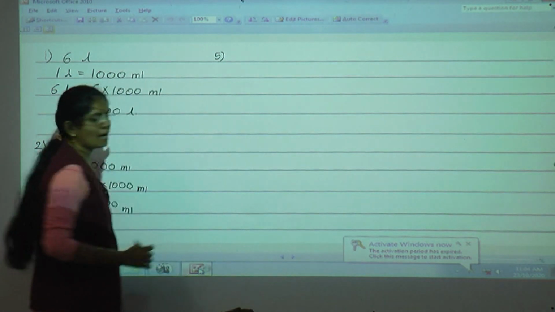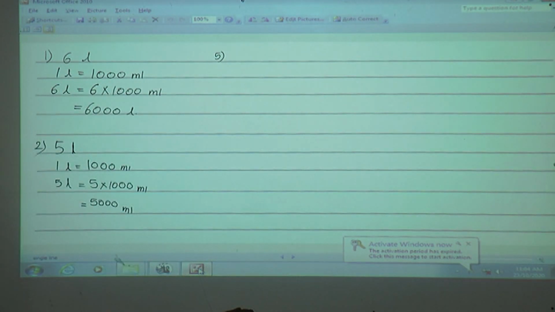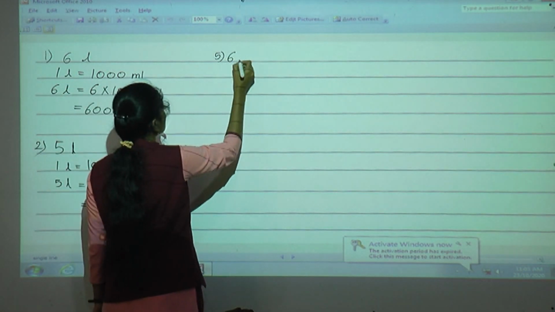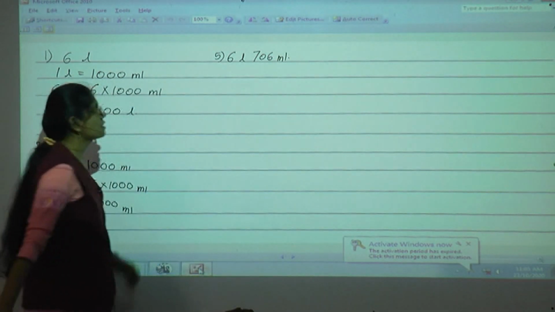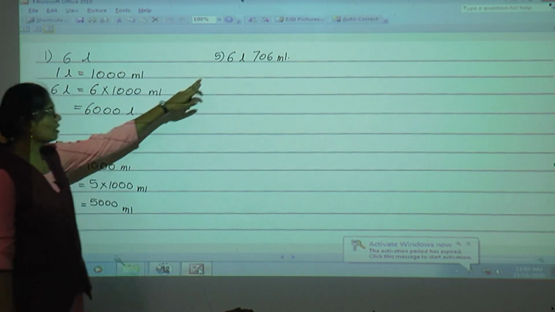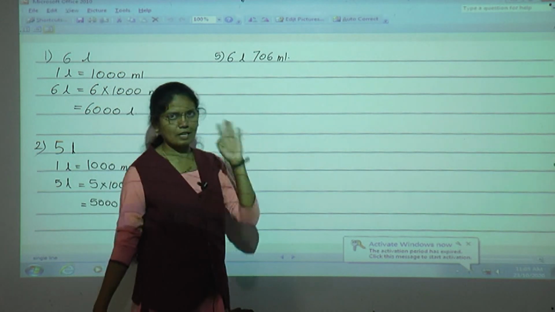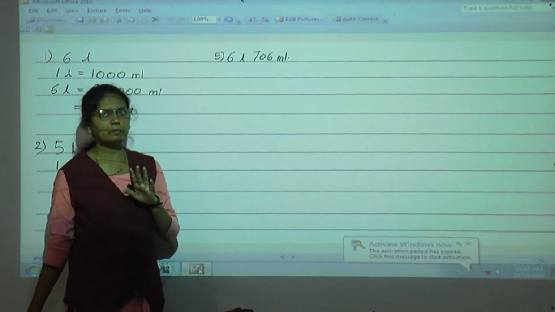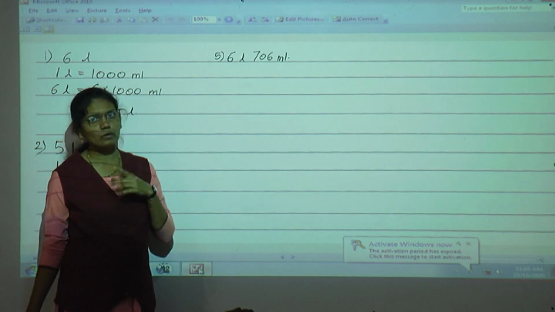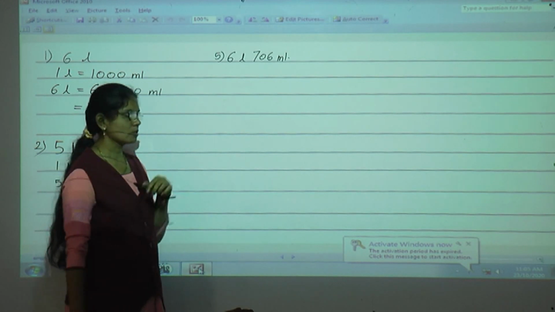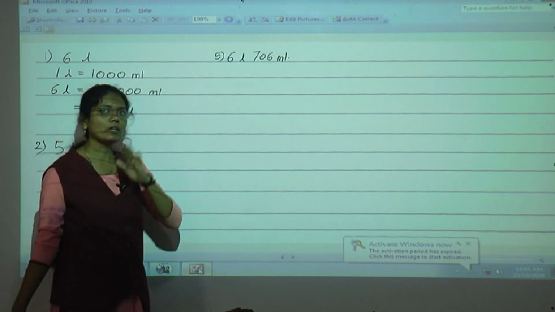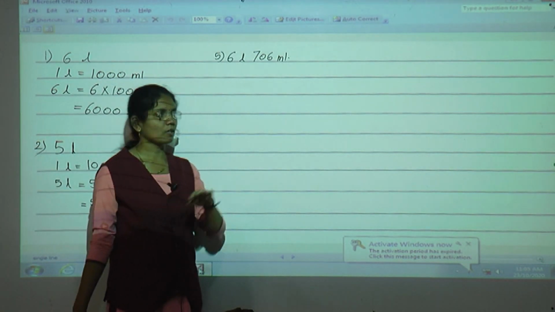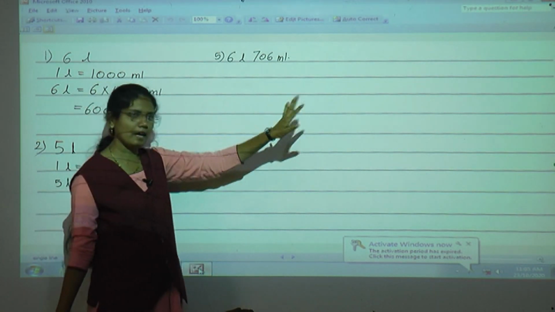6 liter and 706 milliliter. 6 liter 706 milliliter. Now see students, in this example liter and milliliter both the units are there, and we have to convert that into milliliter. So first what we will do, this liter will convert into milliliter. This milliliter we will keep as it is.